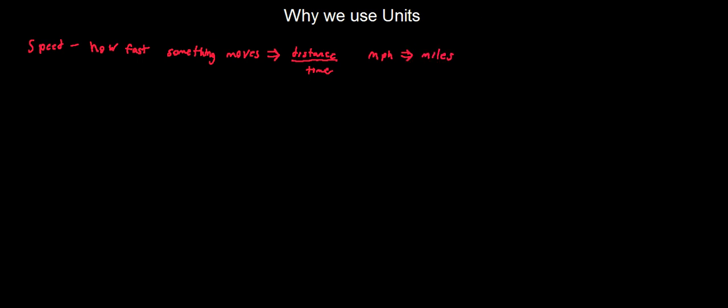Let's start with combined units of, let's say, speed. Well, what is speed? Speed is how fast something moves. Or another way to say it is distance over time. We already looked at a couple of these in the last video. We used miles per hour, or another way to write that would be miles per hour.